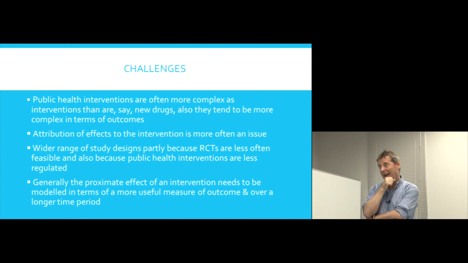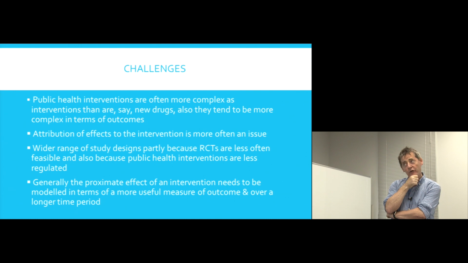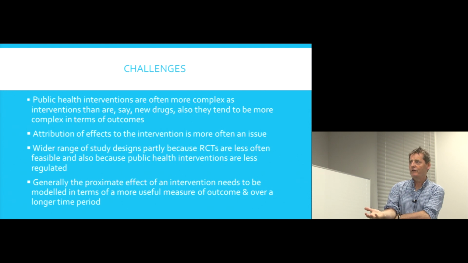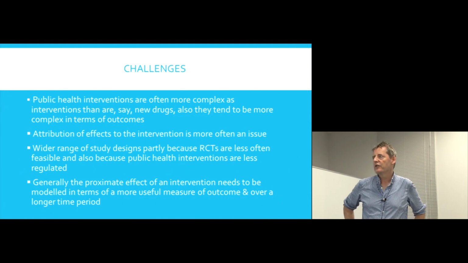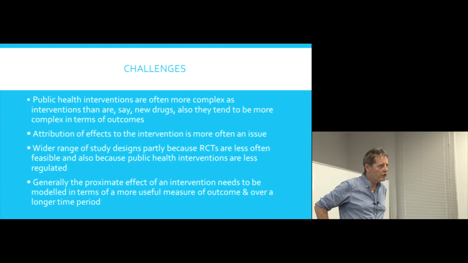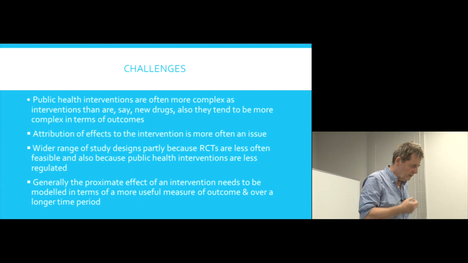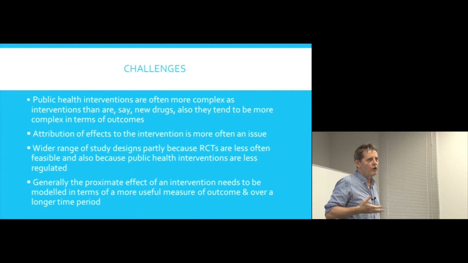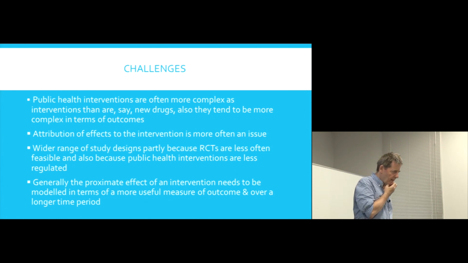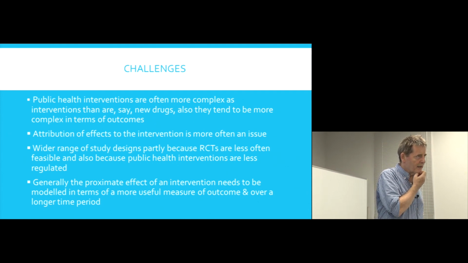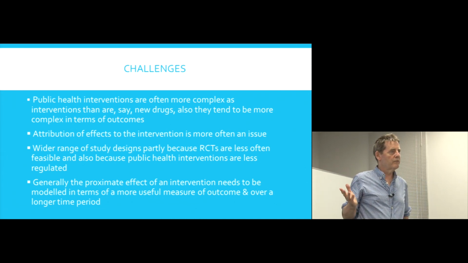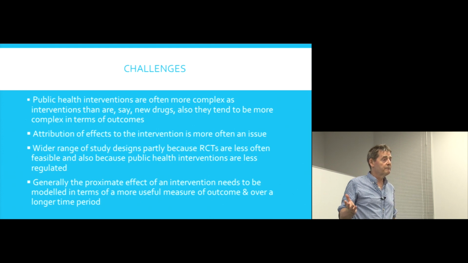Final observation here, I think, is one that really just applies across the board in healthcare. It's not just public health interventions. It also obviously applies to new drugs, new procedures, and that is that the proximate effect of an intervention almost always needs to be modelled in terms of some more useful measure of outcome and over quite a long time period. So in public health, for example, suppose the intervention was to try and reduce smoking prevalence in the community.